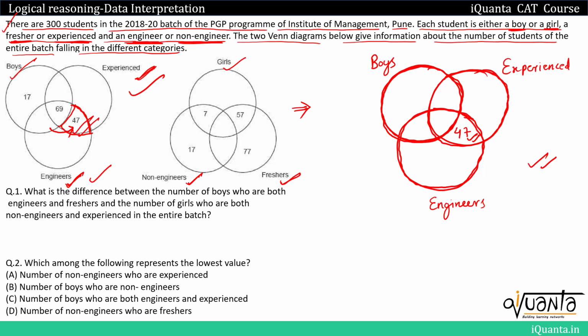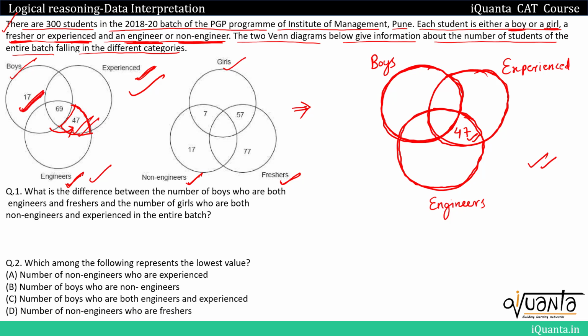What we have to do is, if we come outside the set of boys, that means that region will belong to girls. If we come outside the set of experienced, that region will belong to set of freshers. And if we come outside the set of engineers, that region will belong to non-engineers.